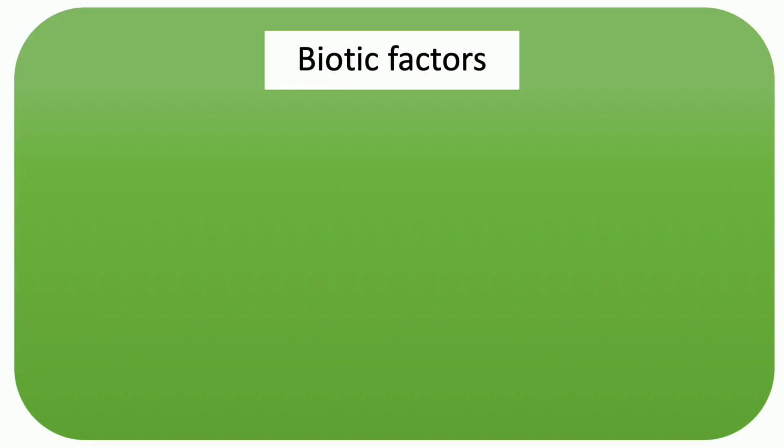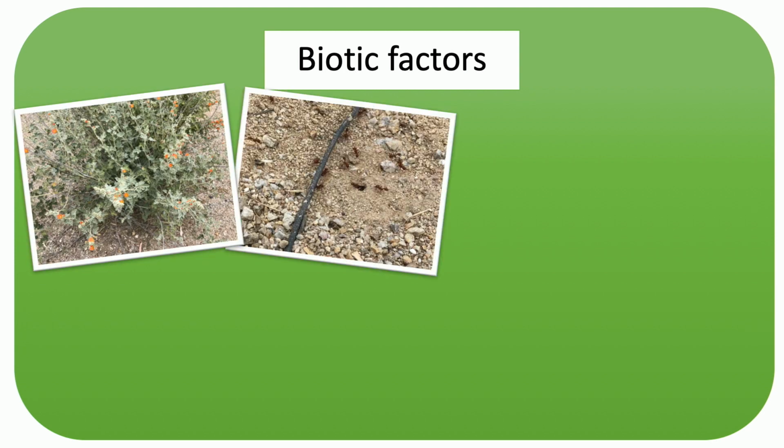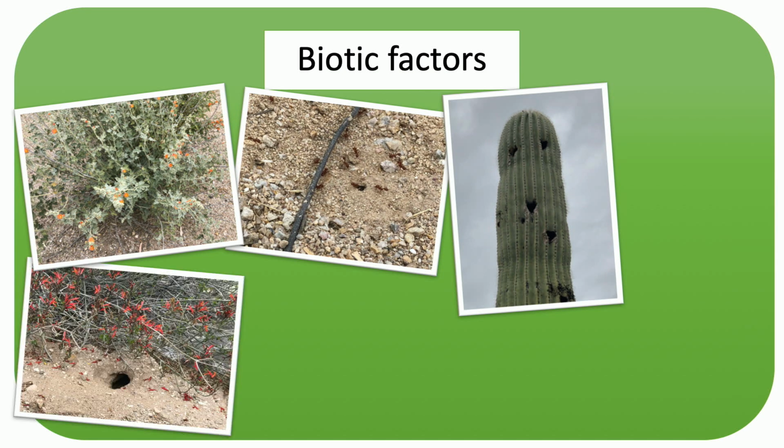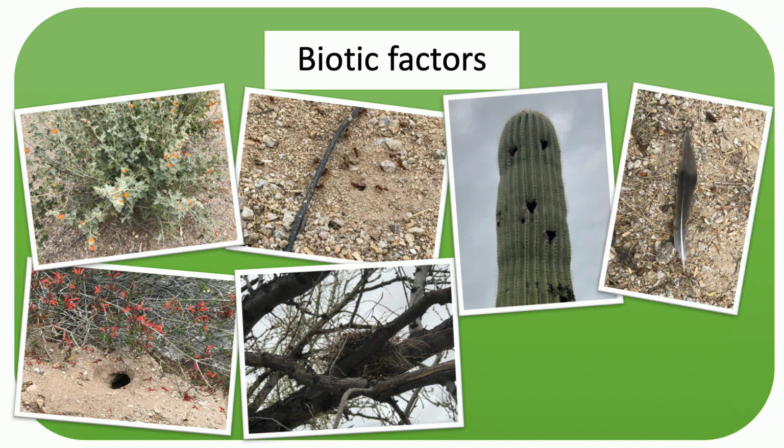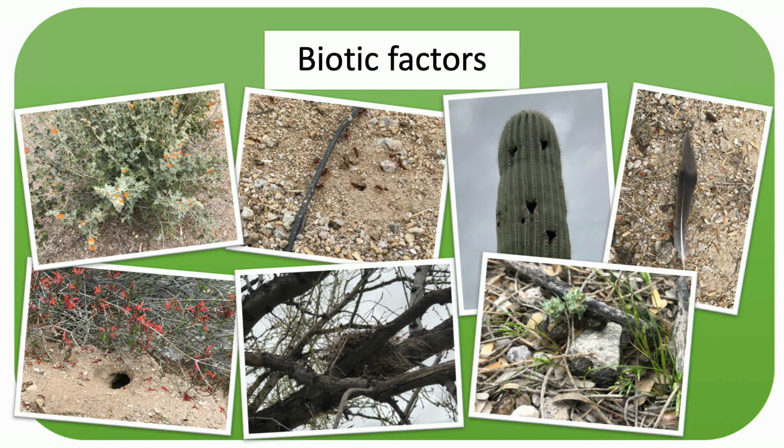The biotic factors that we can measure in a desert ecosystem are plants, animals or insects, and any other animal activity like burrows, nests, even feathers of birds or scats.